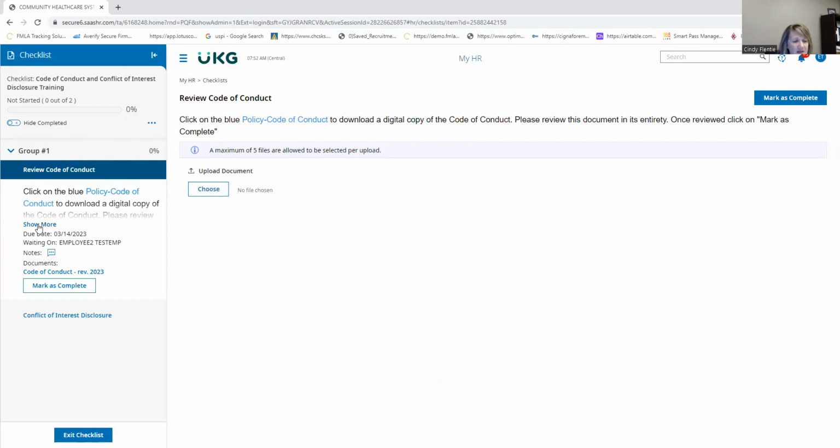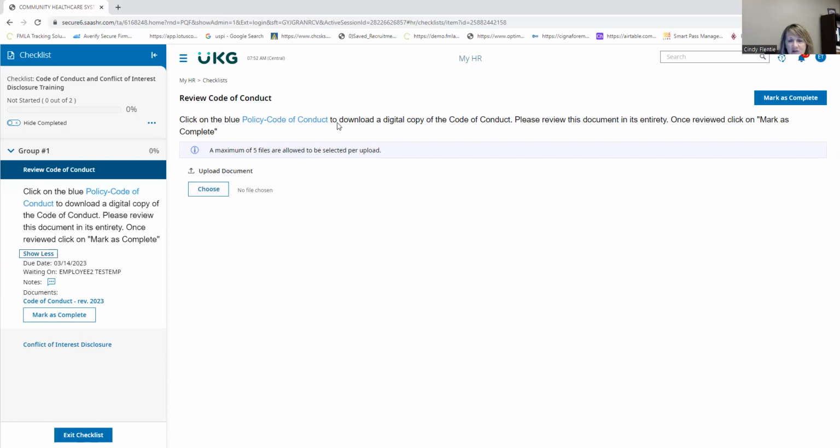If you look on the left side and click Show More, it has the detailed description. The same description is listed on your main screen as well. The instructions are listed here, but in order to click on the link, you'll want to click on the left side. It says to click on the blue Code of Conduct to download a digital copy, review the document in its entirety, and once reviewed, click on Mark as Complete.